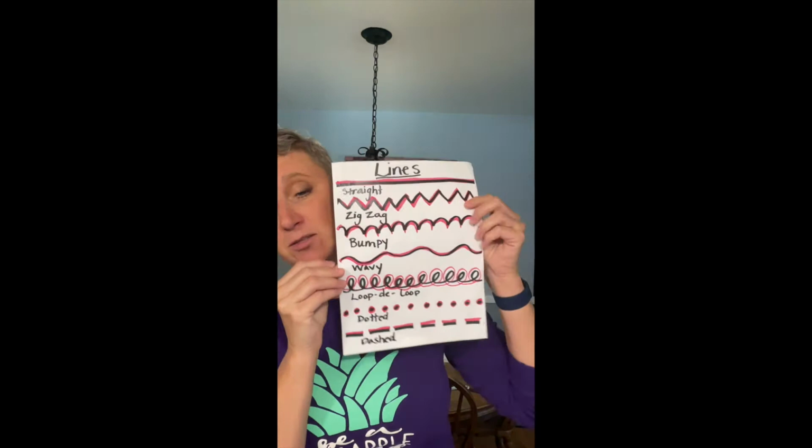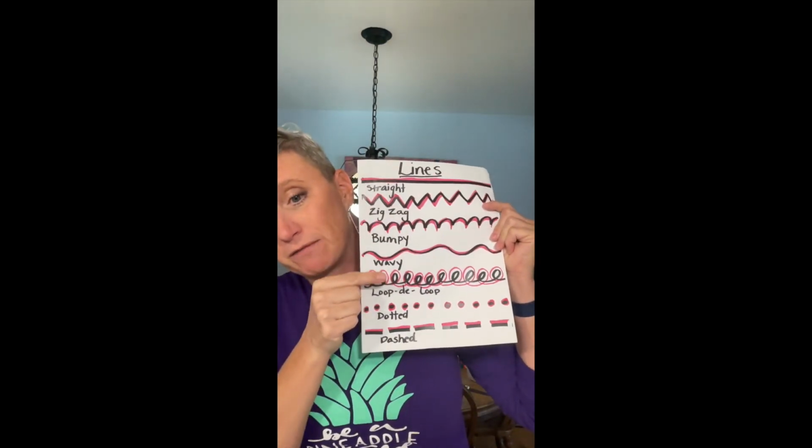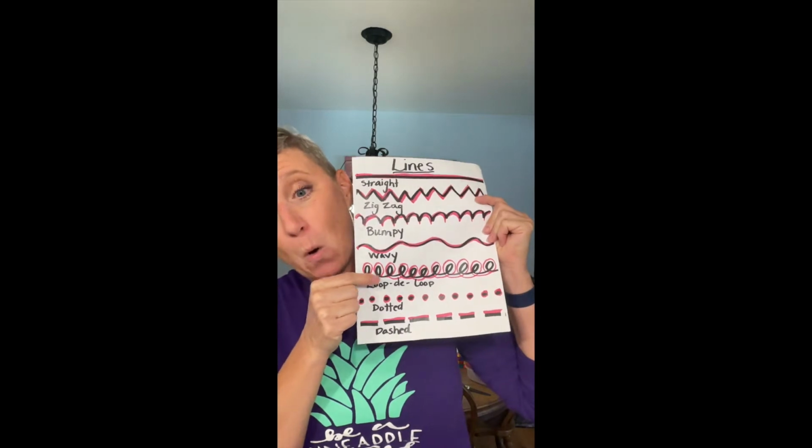And that works in the art room too, but we go a little bit crazy with it. I know, you're surprised, we're going crazy in the art room. So we are going to take all the lines we have learned. Here's my paper. All the lines we have learned. So we learned about straight lines, zigzag lines, bumpy lines, wavy lines, loop-de-loop-de-loos, dotted lines, and dashed lines.